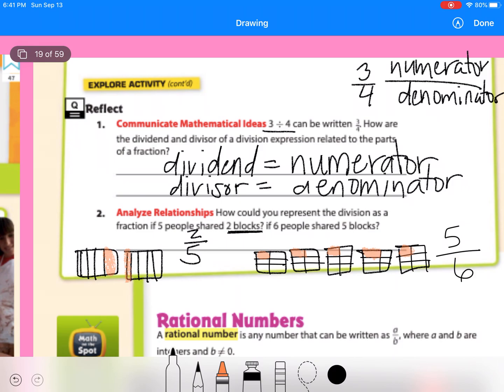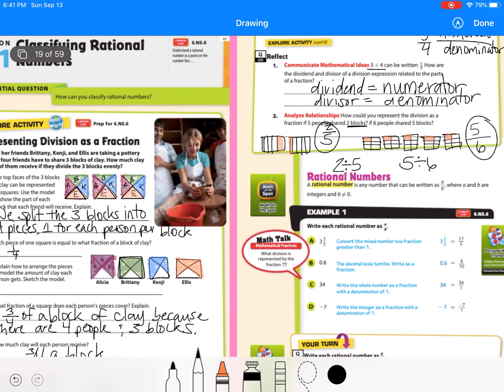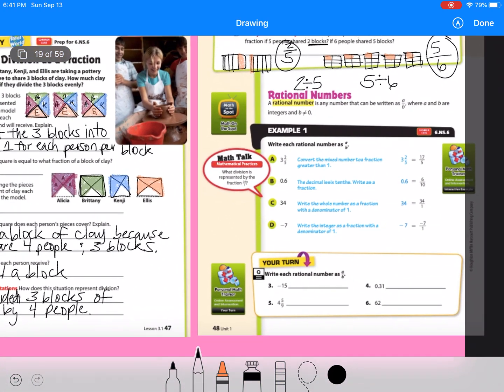6. No, I said that wrong. There are 6 blocks, but how many pieces inside of one block? There's 1, 2, 3, 4, 5, 6. That's where my 6 came from. So, we have the fraction 2/5 and 5/6. Or you can write it as 2 divided by 5. Or 5 divided by 6. So I drew you a little picture to show you, but that is how they are related.